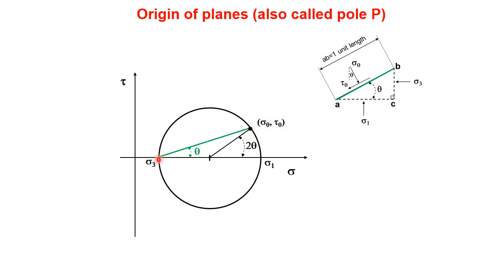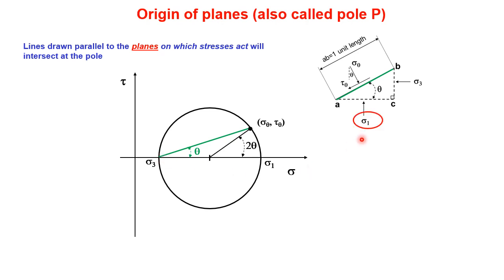Now, I said that this is a pole. How do I know that that's a pole? Well, remember that lines drawn parallel to a plane on which the stresses act, so this is a plane on which these stresses are acting, will all, for all planes, intersect at that pole. So it doesn't matter what angle I choose through here, all those planes will originate at that pole there.